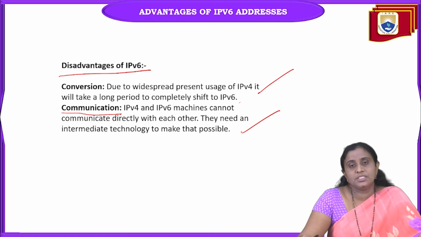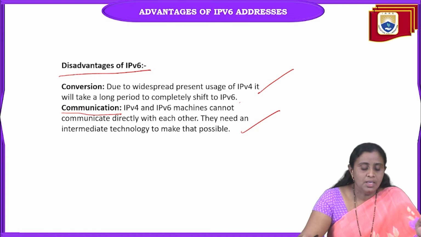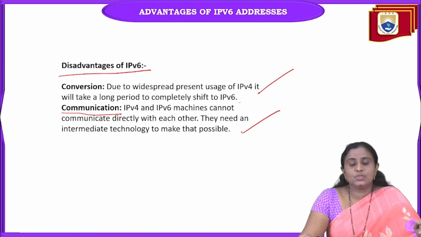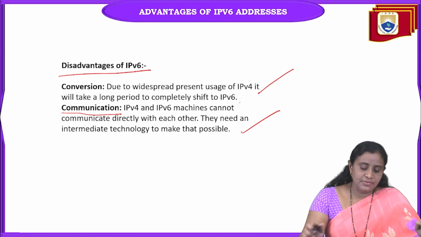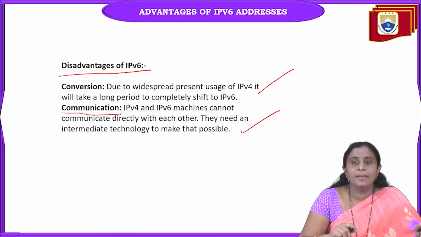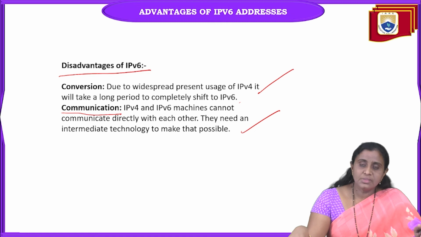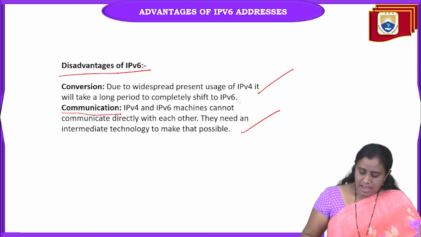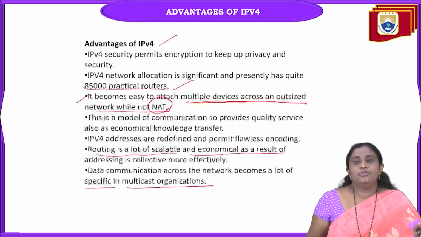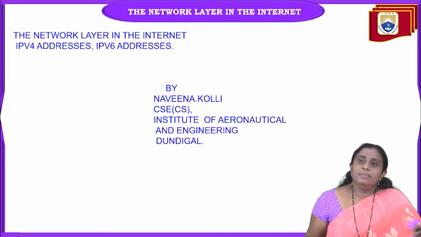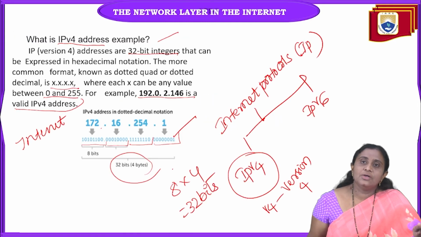That it should be possible in that limit only. So these are the main disadvantages of IPv6. The first one is the conversion, the second one is the communication. And again, I need to review all the internet IP protocols one by one.